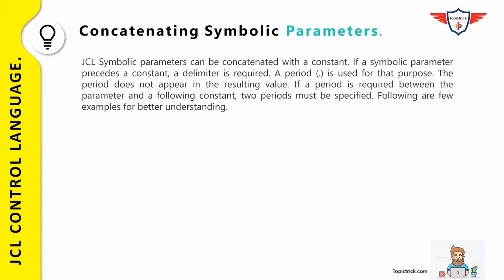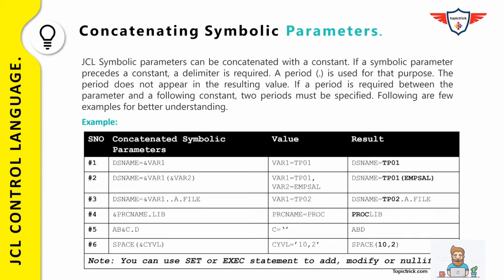And if you want a period to appear immediately after a symbolic parameter, then you have to code two periods in a row. So the first one acts as a delimiter marking the end of a symbolic parameter, and the second one will act as a part of a JCL statement. For example, when you're writing a DD statement, in that case you need a period, right? And in case you want to nullify the value of a symbolic parameter, as always, you can code the symbolic parameter name followed by an equal sign with no value.